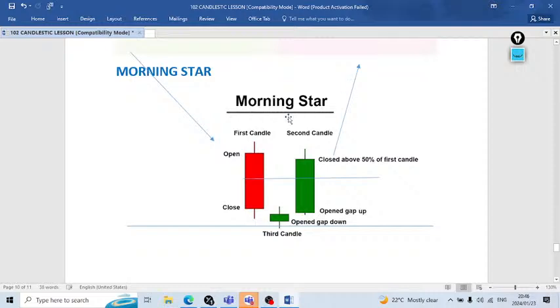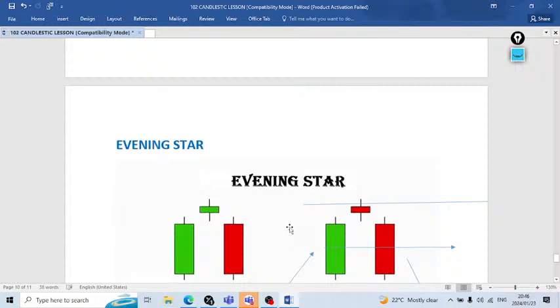We can make use of a pending order. You place it above here, a buy stop, and then when the price has gained enough momentum to move upwards, you buy and go up with the market, and then you place your stop loss just below this particular level here. Then we also have what we call an evening star.